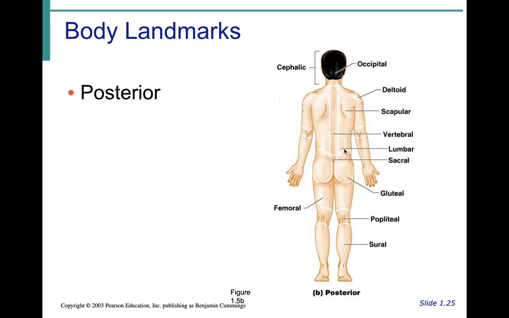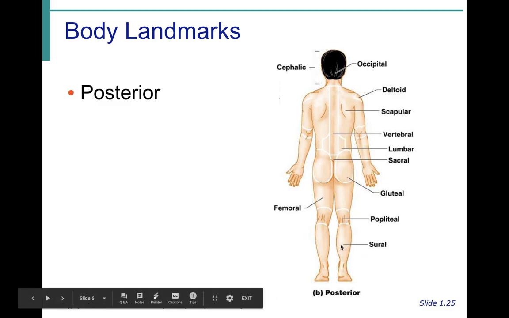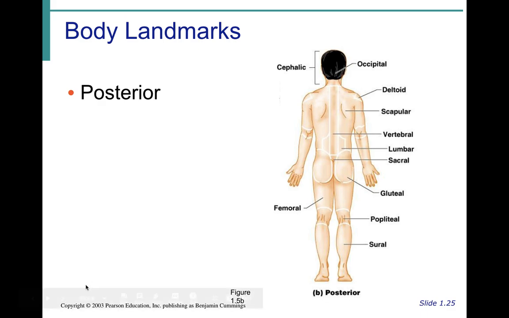Vertebral is your vertebrae. Lumbar is lower back. Sacral is where you start to go into around the tailbone area. Gluteal, basically your glutes are your backside. The gluteus maximus and the gluteus minimus. There's actually 3 of those in there. Medius too. Femoral is the backside, same thing, the actual thigh. Popliteal is the back of the knee, and sural is actually the calf muscle.